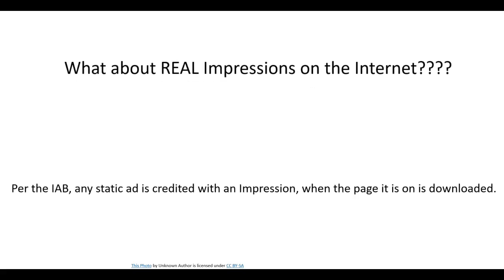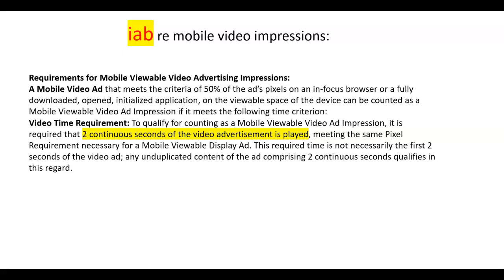And you remember the internet also gets a little kooky with impressions. We went over this in some detail. You remember with mobile, it's an opportunity to see. And the IAB, the Interactive Advertising Bureau, has decided that for a video ad, all you have to do, as you're scrolling your phone, is this: if 50% of the pixels in the ad, in other words, of the total space of the ad, are there for 2 seconds, that's an impression. That's an opportunity to see.